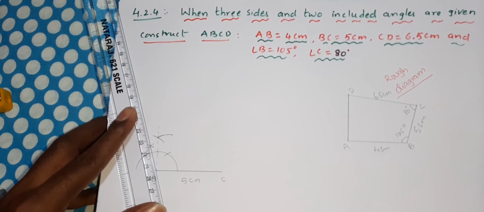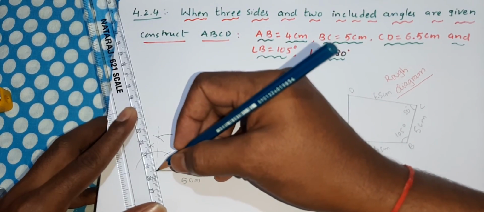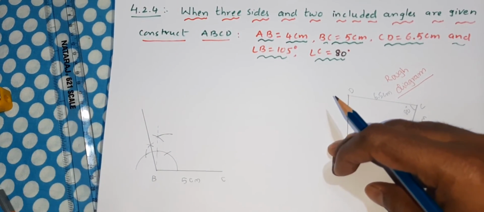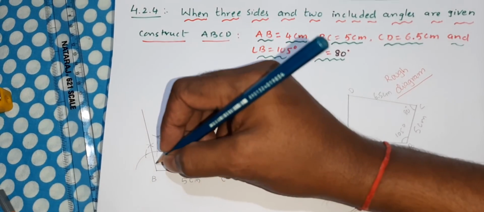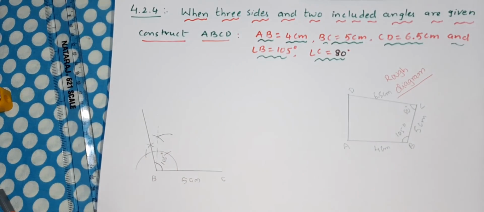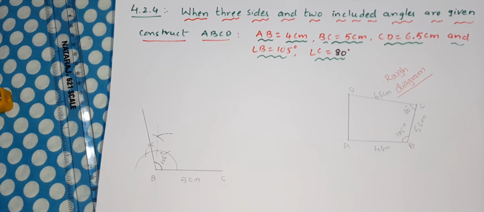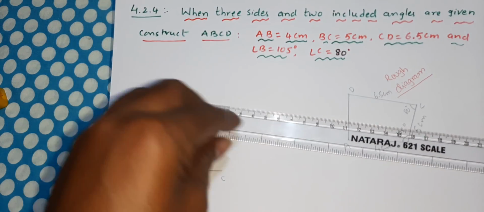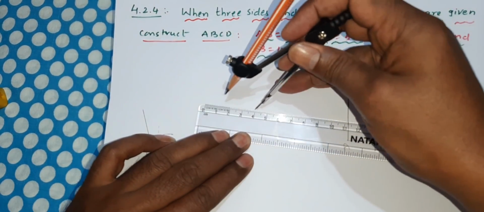While drawing angles, please concentrate on how to construct. Right, this is line 105 degrees. This is the angle 105 degrees. Clear? Now they have given 4 centimeter. AB is 4 centimeter. Right? So take 4 centimeter on the scale.